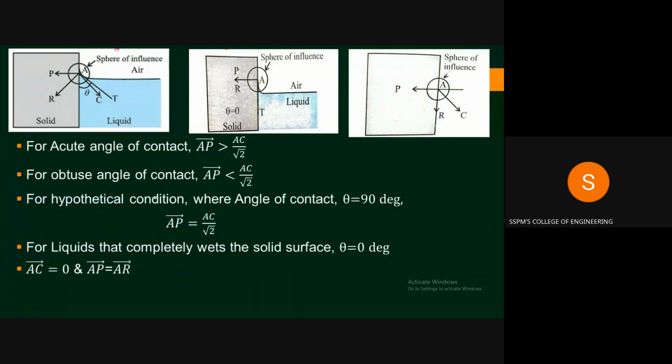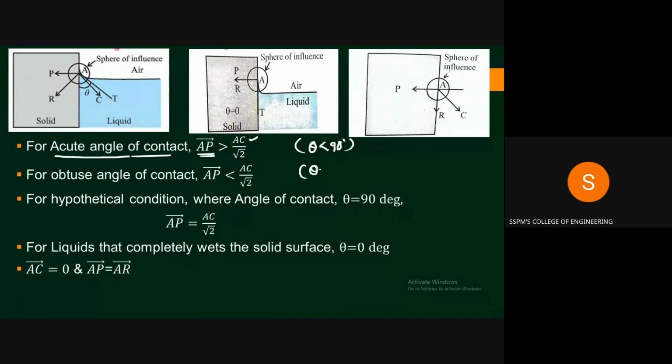Now these are some vector relations for different angles of contact. There can be a question on the angle of contact and the resultant vectors. First we have the acute angle of contact. When there is an acute angle, that is theta less than 90 degrees, then the adhesive force AP bar is the adhesive force, and it should be greater than AC upon root 2, where AC is the vector for cohesive forces. So AP bar will be greater than AC upon root 2.